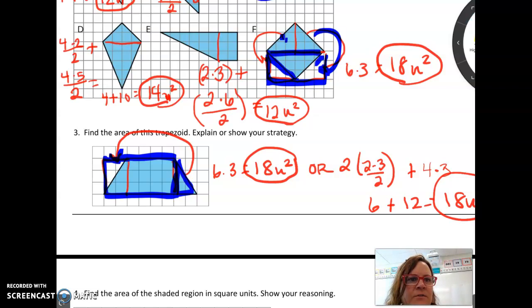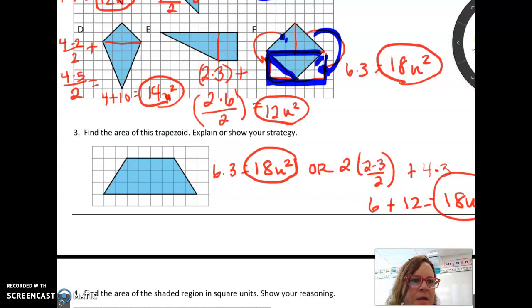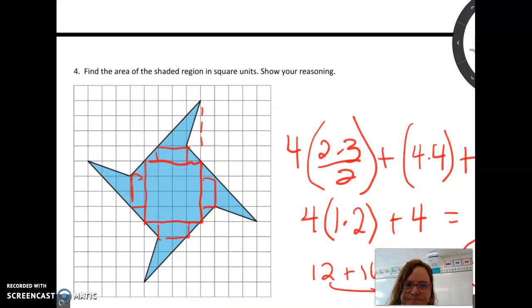Or another way you could do it, let's erase all that stuff. Another way you could do it is by finding the area of the 2 triangles and then the rectangle in the middle. So we could decompose it. And so the triangles are both 2 by 3 or would be 2 by 3 rectangles, right? And so they're halves of 2 by 3 rectangles, and there's 2 of them. So here I have 2 groups of 2 by 3 divided by 2. Those are the triangles, plus a 4 by 3. This is the 4 by 3. And if we add all that together, of course we get the same answer, 18 square units.